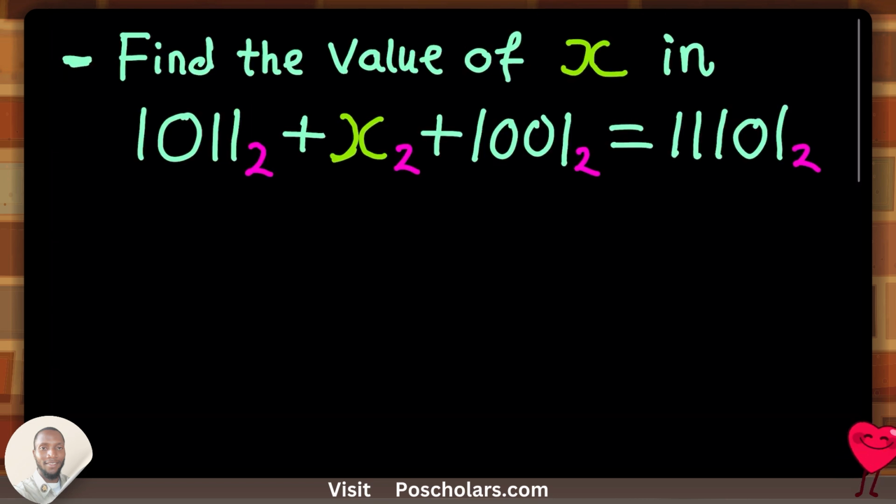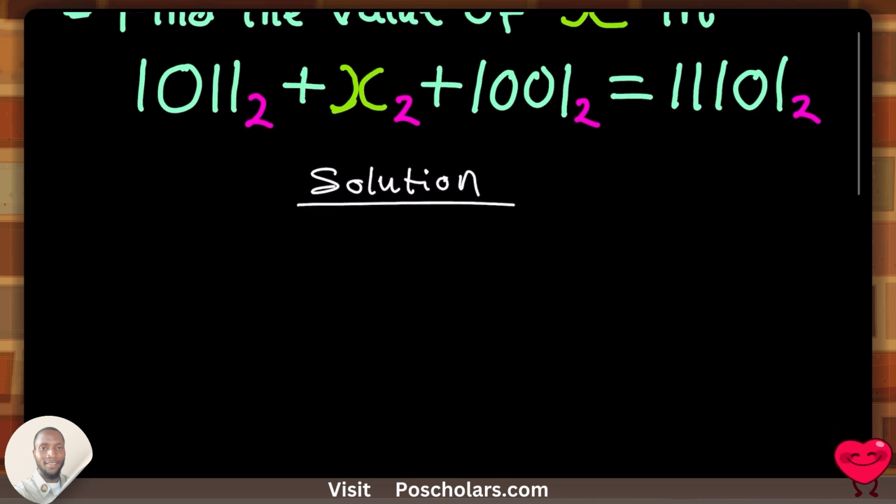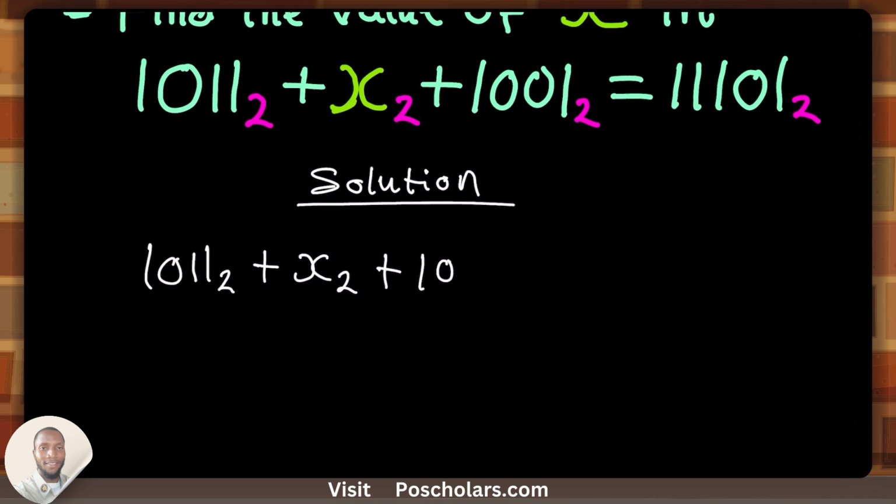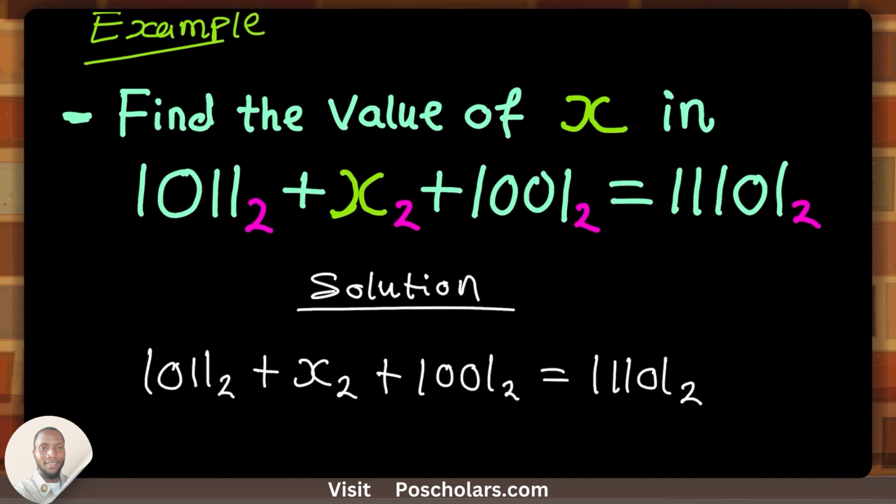We start by writing the solution, then the question, which says 1011 base 2 plus x base 2 plus 1001 base 2 equals 11101 base 2. Now, in order for you to solve this question, you need to understand the mission. For every mathematical problem, there's always a mission. The mission in this particular question is for you to find the value of x, right? Because that's what the question says, find the value of x.